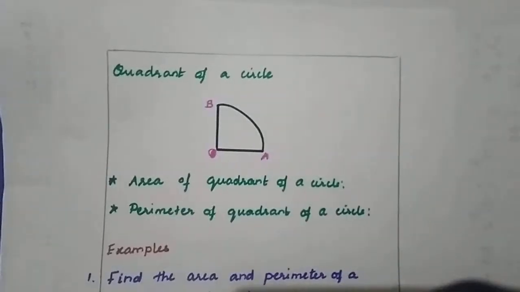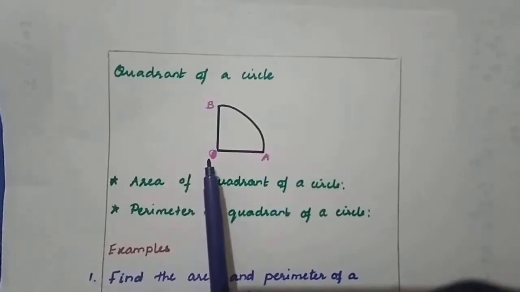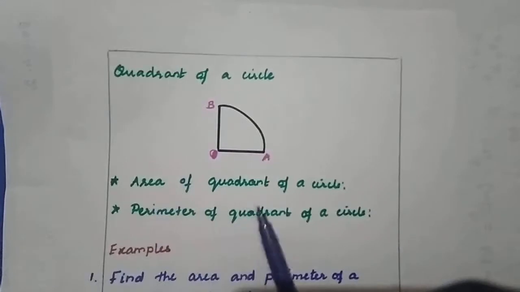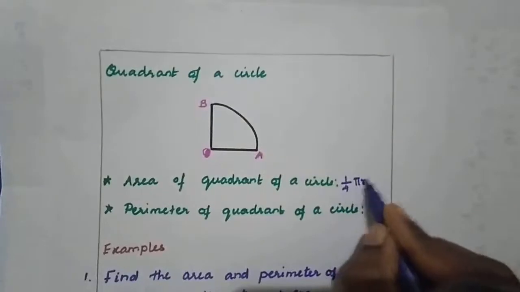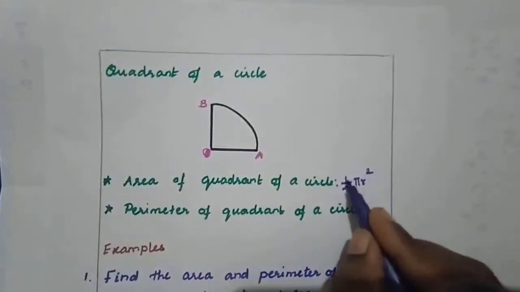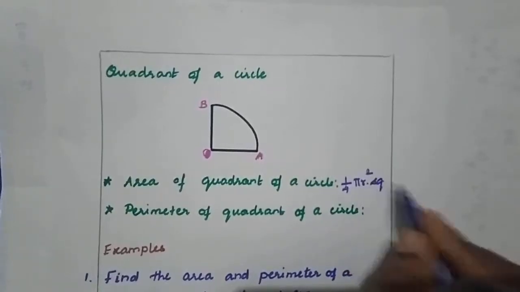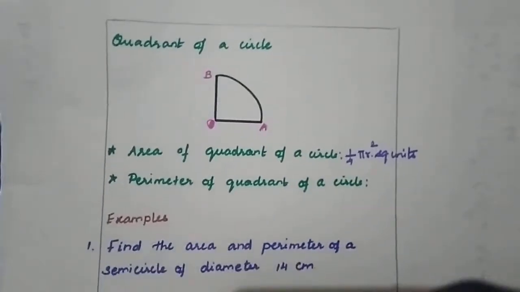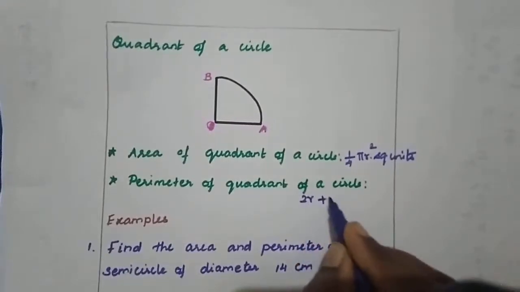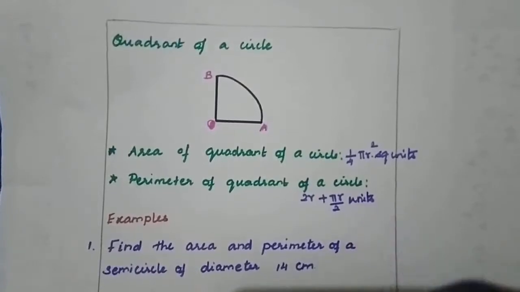Quadrant of a circle. 1/4 portion of a circle is called quadrant of a circle. So the fixed point here is denoted by O. The area of the quadrant of circle is 1/4 of the area of the circle. So the area of the circle is pi r square, and 1/4 of the area of the circle is 1 by 4 pi r square units. And perimeter of quadrant of a circle is 2r plus pi r by 2 units. Is it clear, children? Yes.